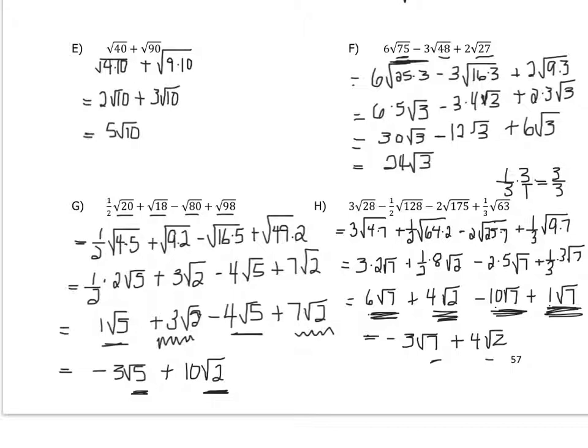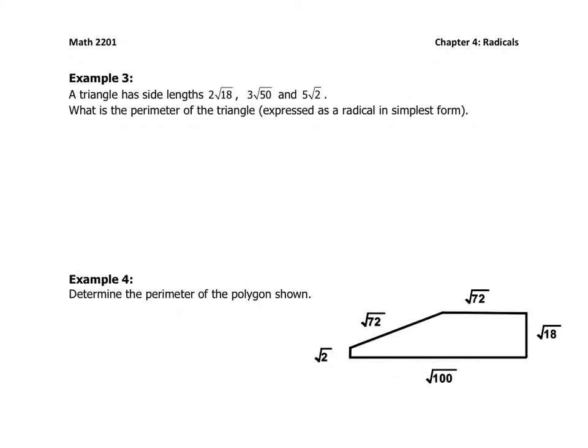It's the simplified answer. Alright, so the next example is just basically applying some of these exact answers, radicals, keeping the exact form rather than putting them in decimal form, and just applying it to some problems. So the first question says that a triangle has side lengths of 2 root 18, 3 root 50, and 5 root 2. What's the perimeter?